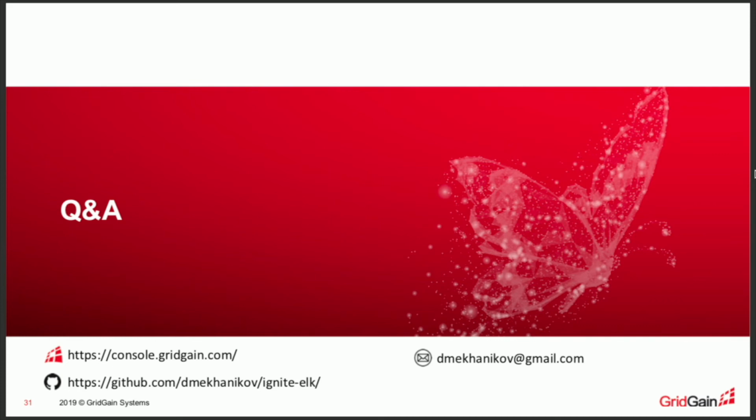You can see here links to the console.gridgain.com website where you can set up monitoring for your cluster, including Apache Ignite, and a link to my GitHub repository where you can find a Docker container with pre-configured Elasticsearch, Logstash, and Kibana that takes into account specifics of Ignite, so it can parse Ignite logs, and you will see them in Kibana. So now I'm ready to answer your questions.